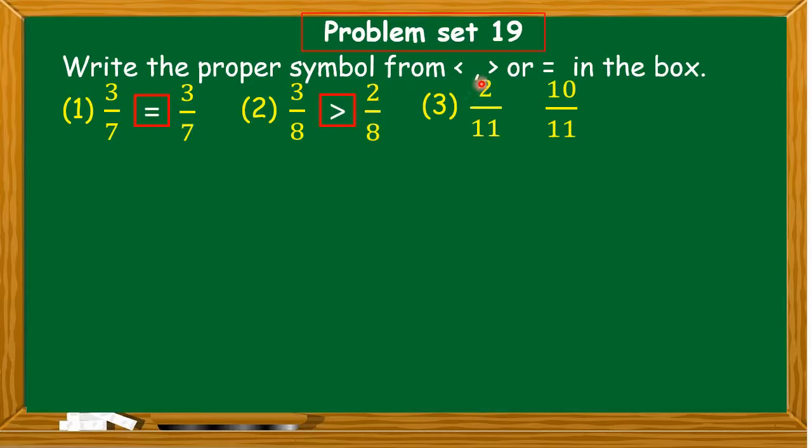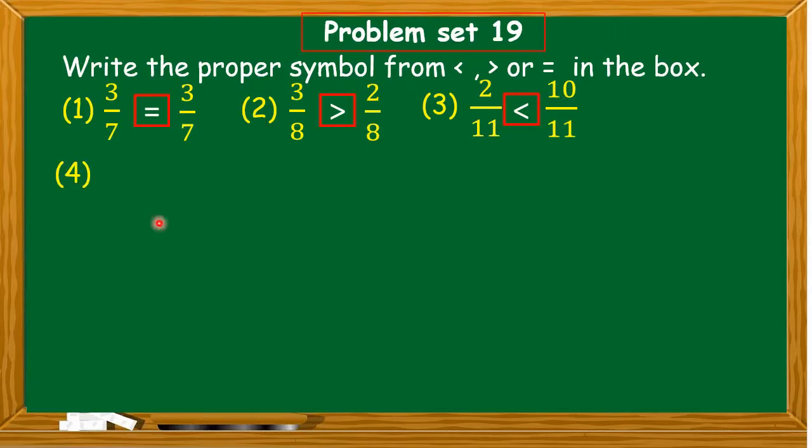2 upon 11 and 10 upon 11. Here also the denominators of these two fractions are same, hence they are like fractions. So let us compare the numerators of these fractions. The numerator 2 is smaller than the numerator 10. Hence, the fraction 2 upon 11 is smaller than the fraction 10 upon 11.